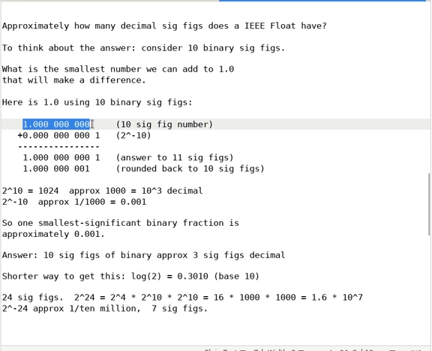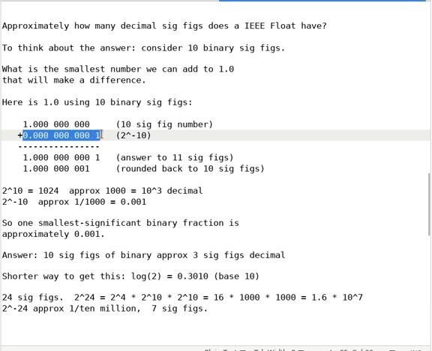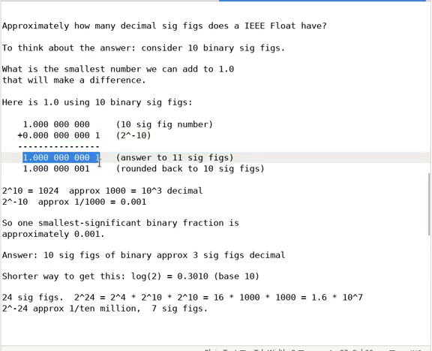Okay, so I am going to imagine here I have a 10 sig fig 1.0, which is 1.000 and so on. I put some spaces in there for readability. And now I'm going to add 2 to the minus 10th. So 2 to the minus 10th would be that. And then when I add them, we're assuming I have a guard digit there, one more digit off to the right so that I don't lose stuff and then round. This will be the result.